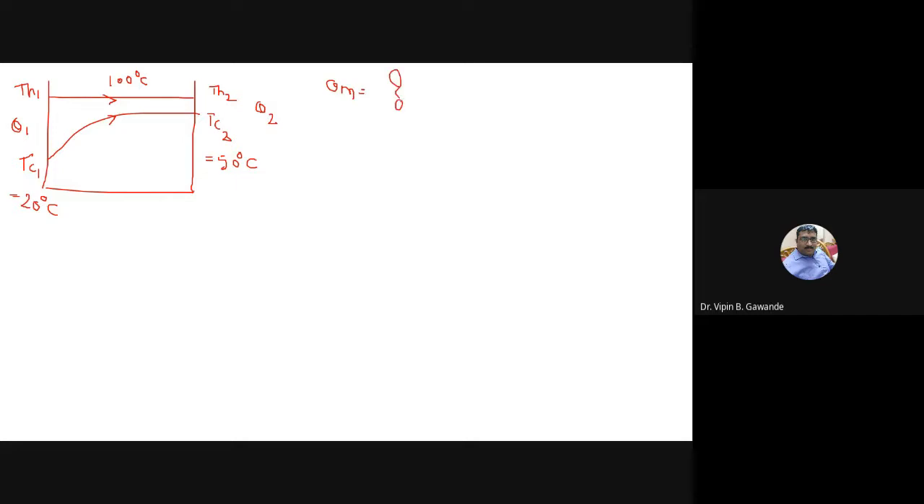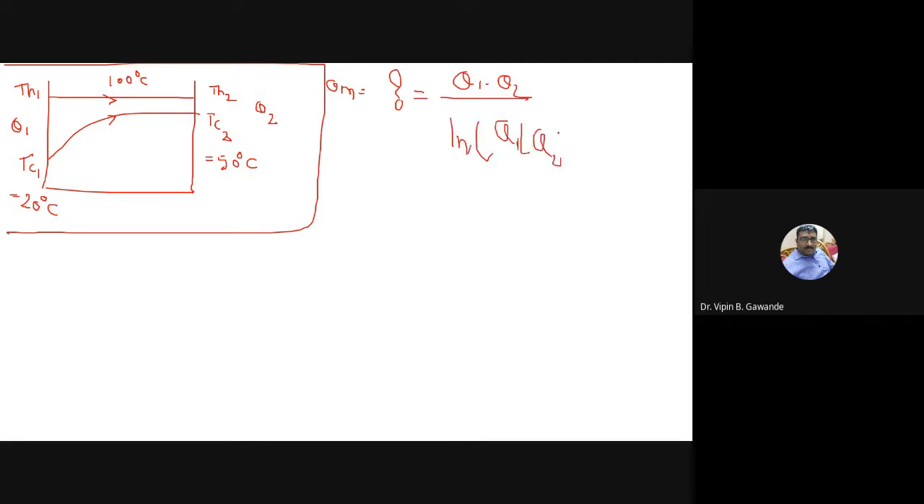Now this will be very simple here. The only thing is you have to understand that this is the problem for a condenser. Now, what is this theta m? This is theta 1 minus theta 2 divided by ln of theta 1 divided by theta 2. What is the value of theta 1? Theta 1 is TH1 minus TC1, so this is 100 minus 20, which is 80 degrees Celsius.